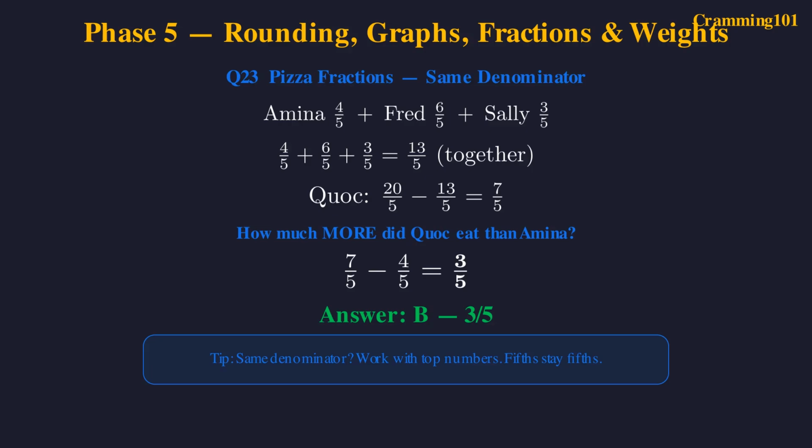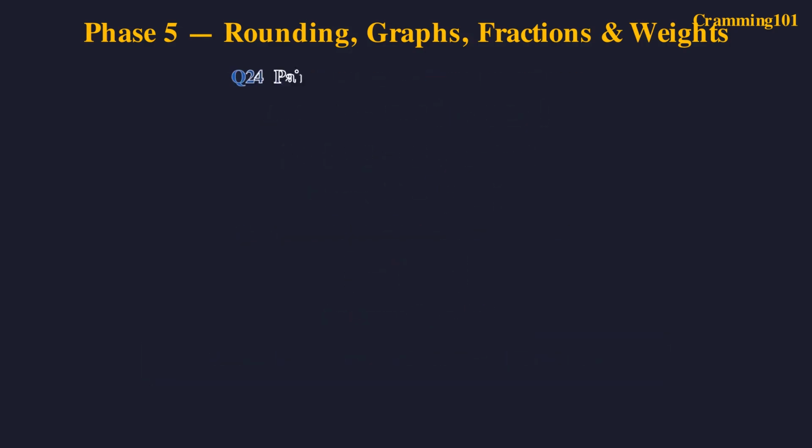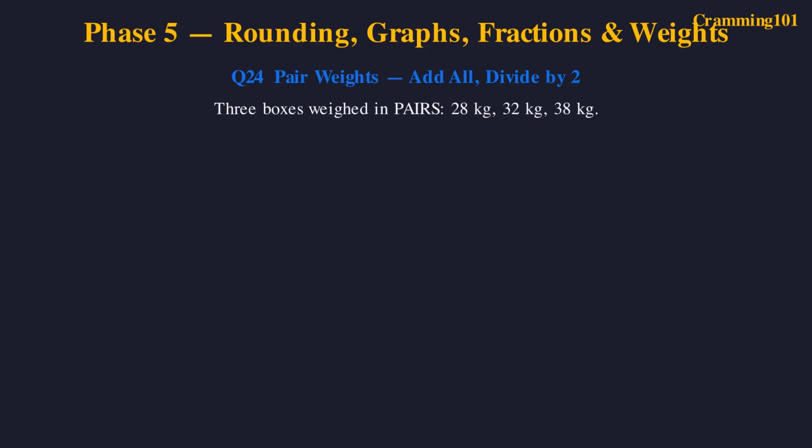Question 24. 3 boxes weighed in pairs. 3 boxes are weighed in pairs. The pair weights are 28 kilograms, 32 kilograms, and 38 kilograms. We need the total weight of all 3 boxes. Here is the shortcut. Each box appears in exactly 2 pair weighings, so if we add all 3 pair weights, we have counted every box twice.